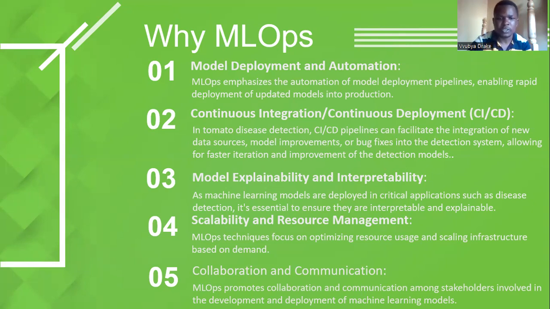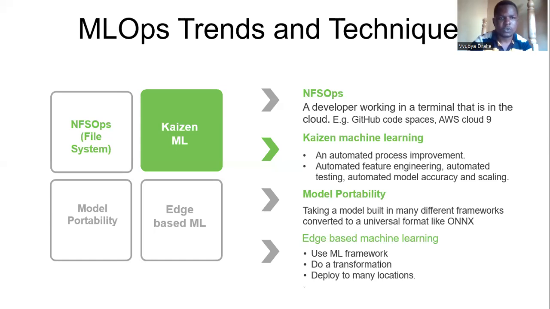Then collaboration. For us to collaborate together, remember we're using different codes. We don't know what each one of us is going to be using. We have to use MLOps to help us in collaboration and communication. These are different MLOps trends and technologies which we're going to use in our project.